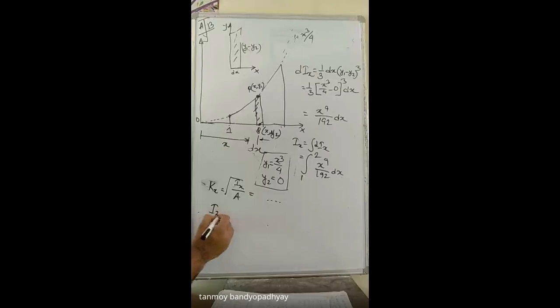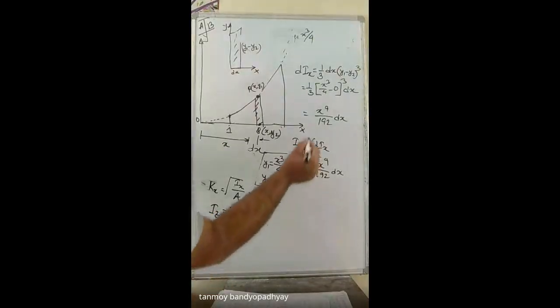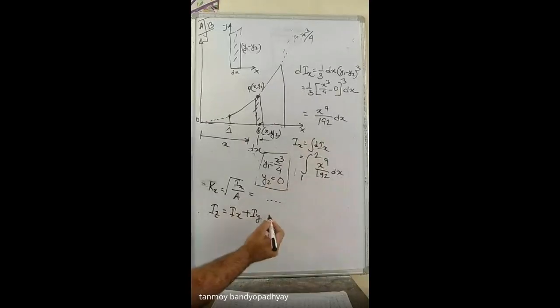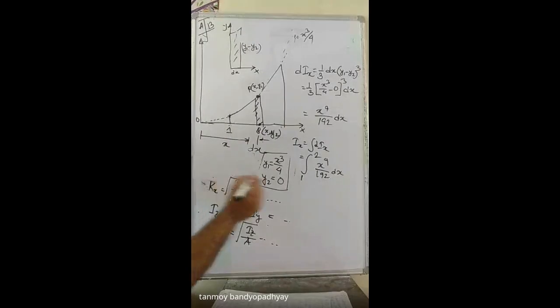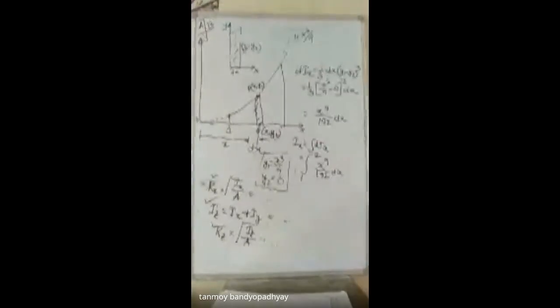Then you calculate Iz, the polar moment, which should be equal to Ix plus Iy. I have already calculated Ix and Iy, so you'll be calculating the value of Iz. Once you get Iz, you have to calculate kz, which should be equal to root over of Iz by the bounded area. In that way, you have to calculate Ix, then kx, then Iz, and then kz by yourselves.